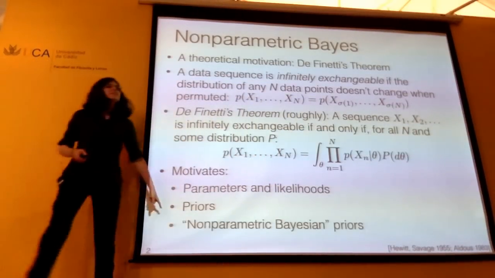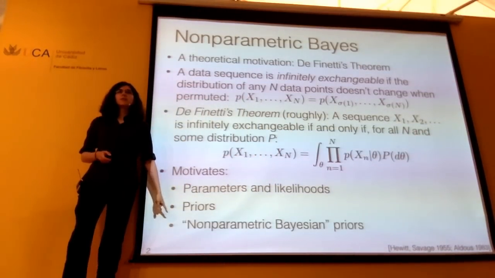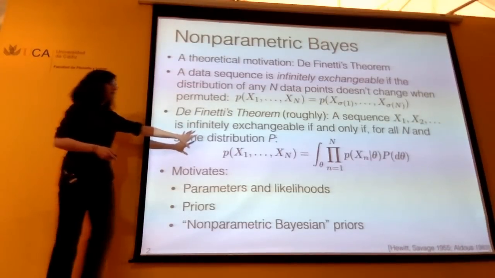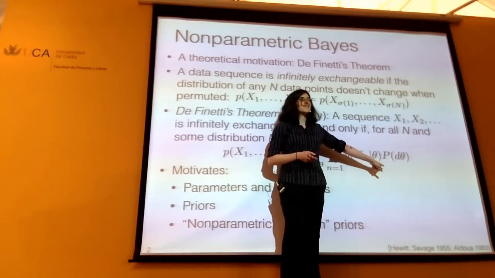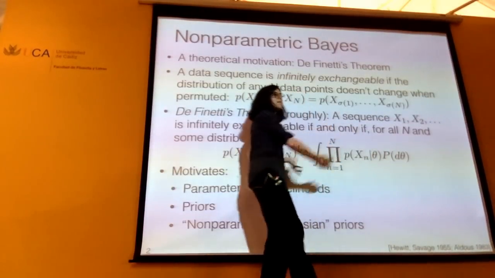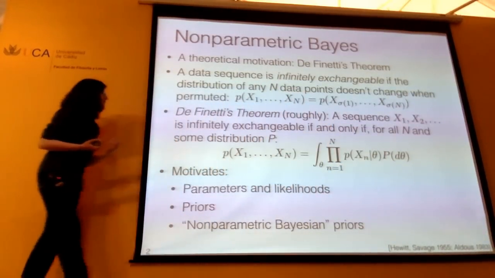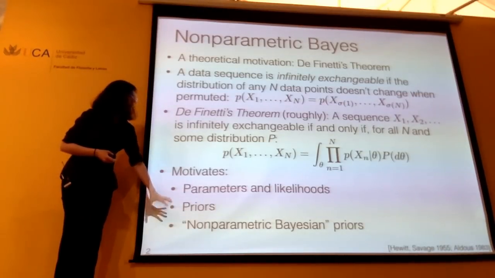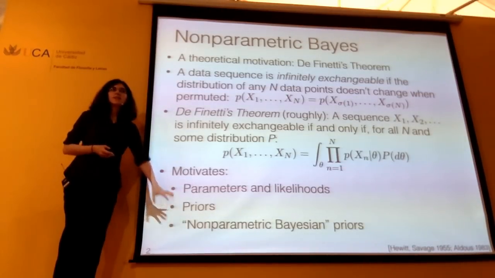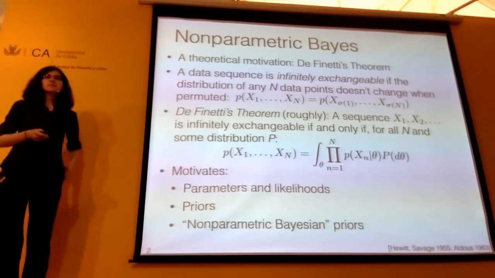And finally, it motivates nonparametric Bayesian priors in the following sense. This theorem would not be true if I restricted myself to finite dimensional theta. And so in order to have the full generality of the de Finetti theorem, I need to have infinite dimensional priors and therefore nonparametric Bayesian statistics.